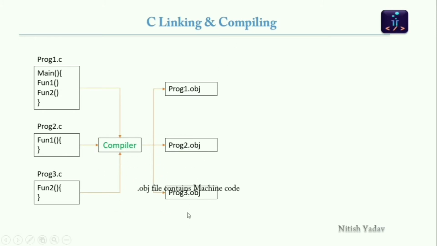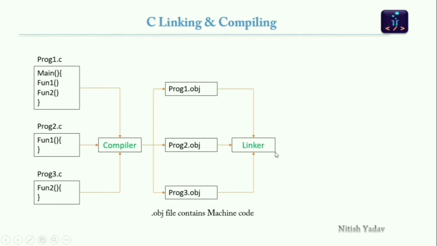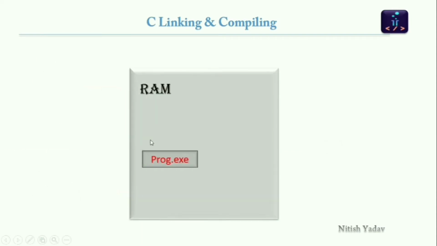And these .obj files contain the machine code. After that, these .obj files get linked with the help of a linker to produce the .exe file, that is an executable file. Now after that the RAM loads this .exe file to show the output of the program.